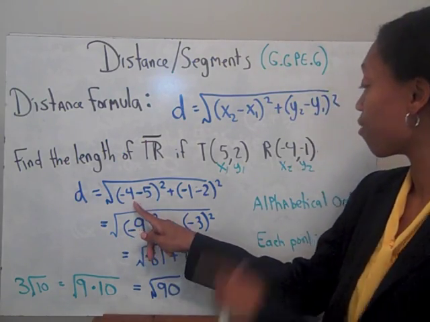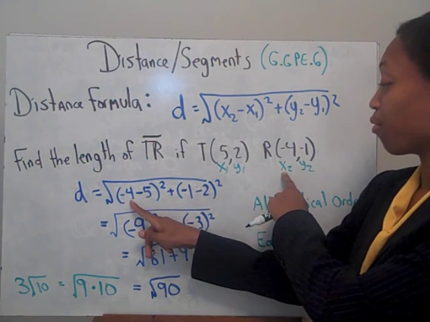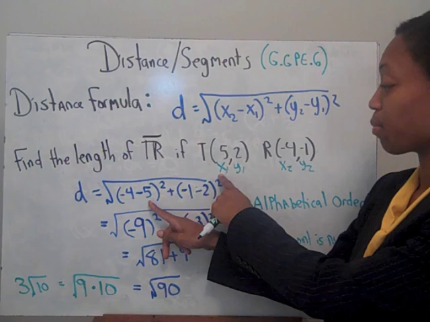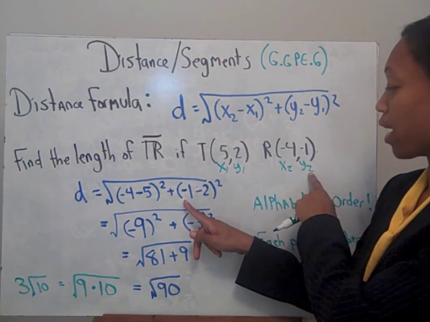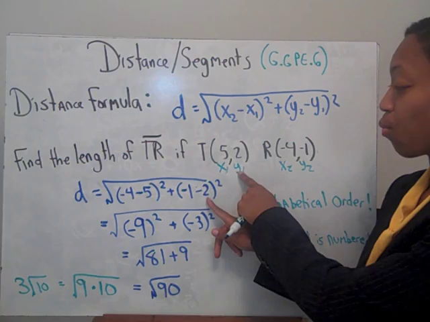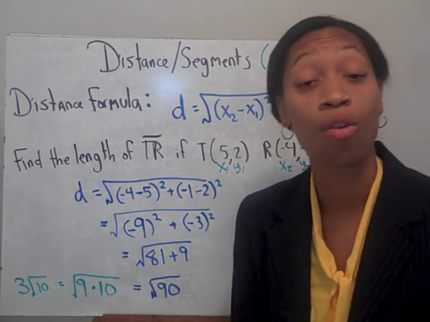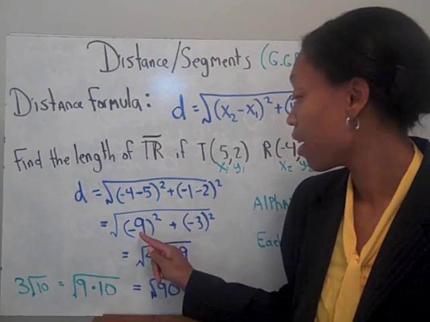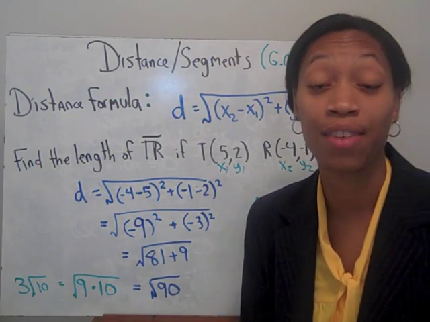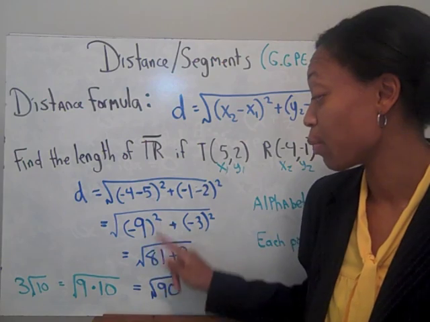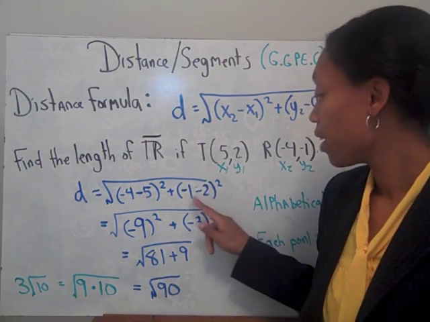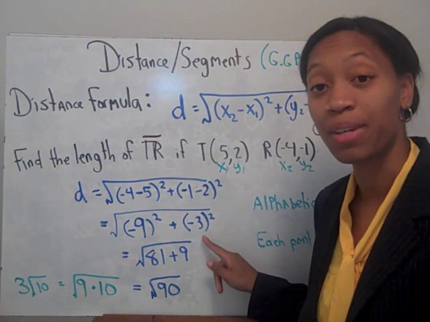So we have x2, -4, minus x1, plus y2 minus y1. Alright, and then you just solve from there. -4 minus 5 is -9. 9 squared is 81. -1 minus 2 is -3.